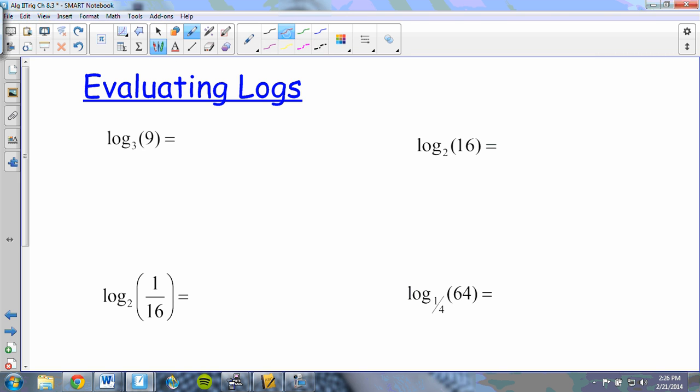Log base 3 of 9, this first one here. Well, if you don't know what that is, and you don't really, I'd like to think about there being a variable there. Like, I don't know what log base 3 of 9 equals, so I'm going to call it x. Now if I do my circle thing, 3 to the x is 9, so x must be 2. That means that log base 3 of 9 is 2.